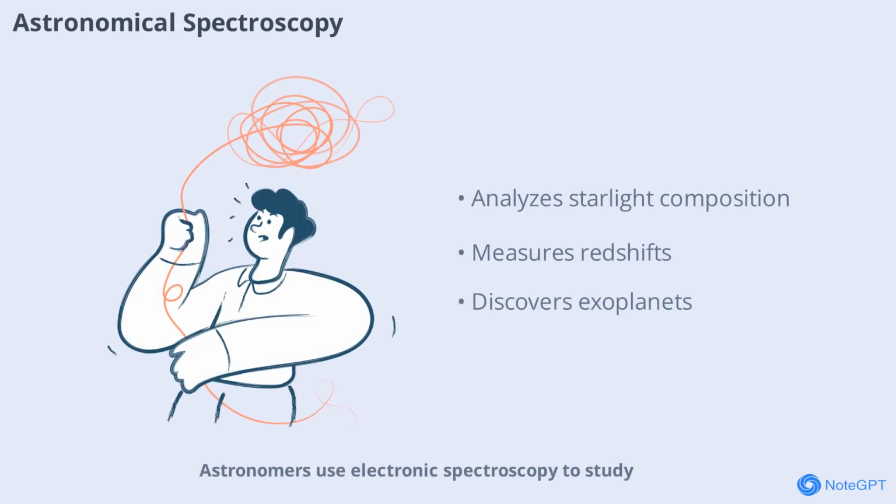Astronomers use electronic spectroscopy to study the composition and motion of celestial bodies. By analyzing the light from stars and galaxies, they can determine the elements present, measure redshifts, and even estimate distances. Spectroscopy has been instrumental in discovering exoplanets and understanding the evolution of the universe.